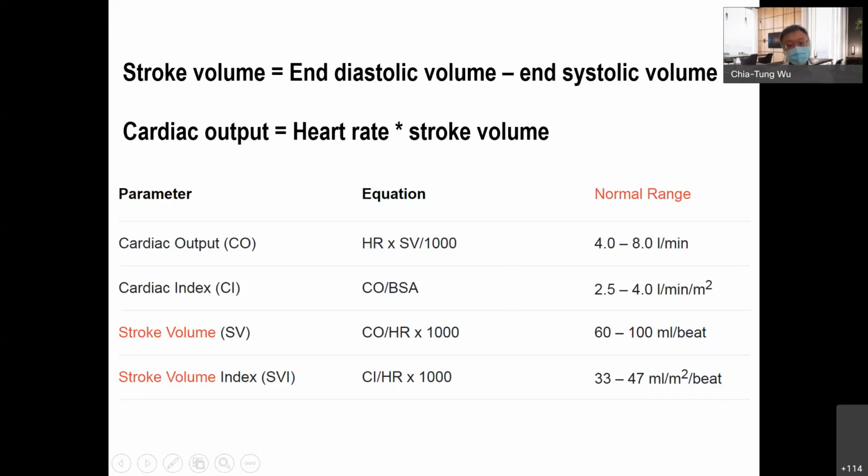But actually, you know that we have very big and fat guys, and we also have very thin and small guys. So we need to know the relative performance of the heart. So sometimes we don't use the stroke volume, we use stroke volume index. That is the stroke volume divided by our body surface area. We use the body surface area to represent the relative performance of the heart.